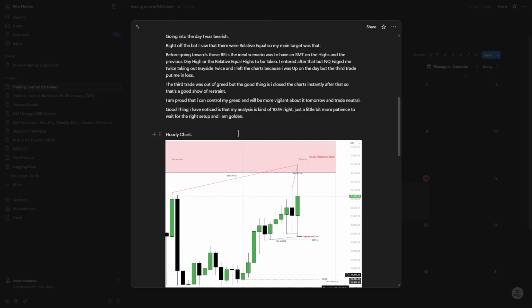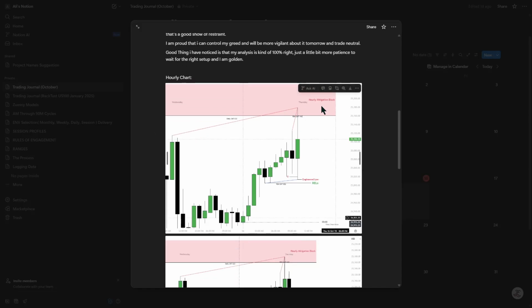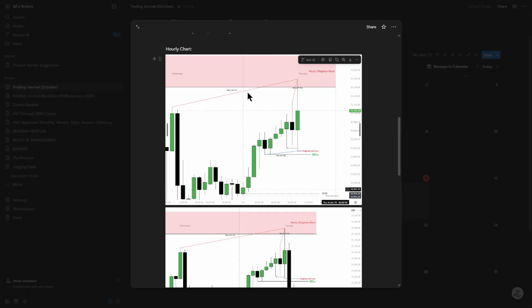You should always write good stuff about yourself when you are journaling, because that will encourage you to trade better the next day. And the good thing is I noticed that my analysis is kind of 100% right. I just need to be a little bit more patient to wait for the right setup, because whenever I'm looking at the charts, my analysis right off the bat is always correct. I've noticed that, and I think that has come from experience on the charts and from learning the right analysis techniques, which is ICT, obviously.